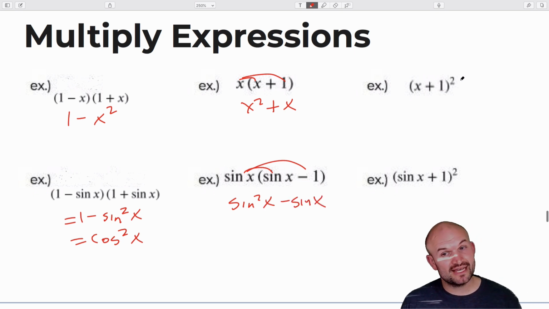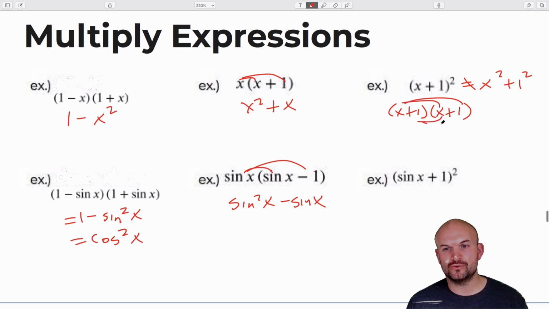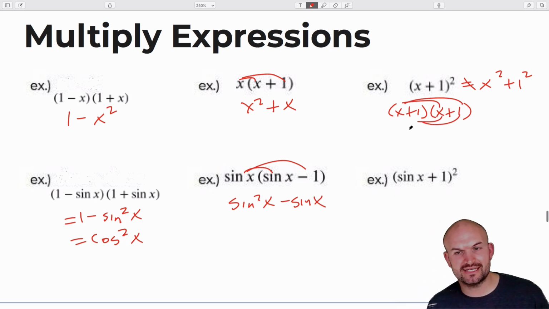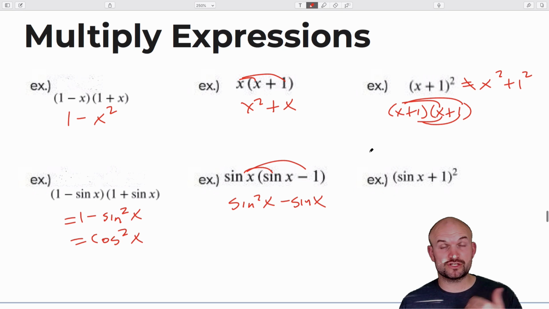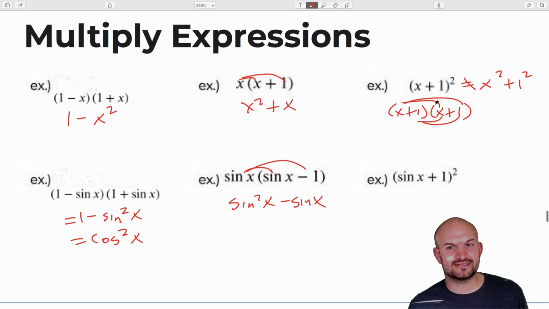Now, the one big mistake that students still make: remember, x plus 1 squared is not x squared plus 1 squared, right? This is x plus 1 times x plus 1. You have to go back and do FOIL. But hopefully you recognize that this is a perfect square trinomial, right? By binomial expansion, we should remember how to expand something squared. So this becomes x squared plus 2x plus 1.